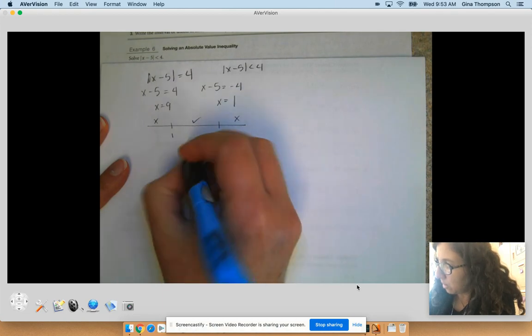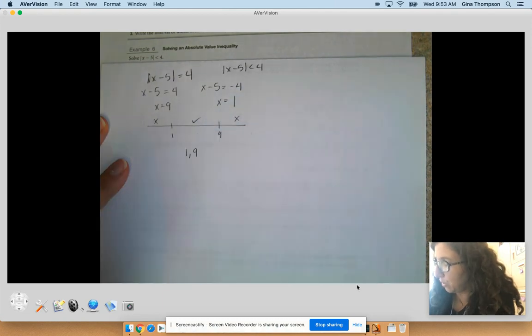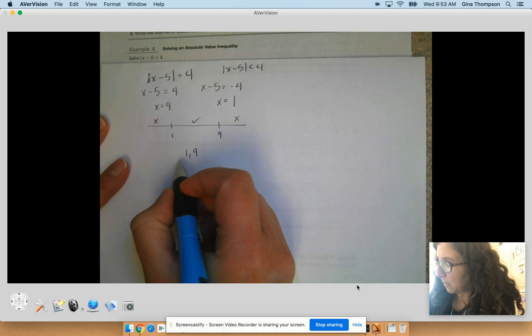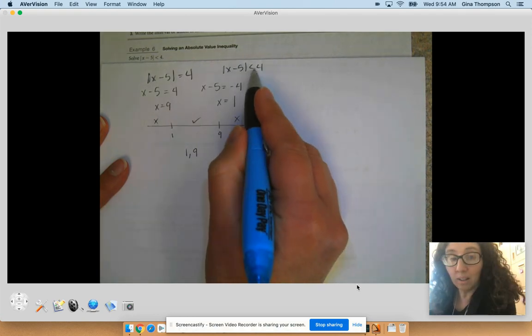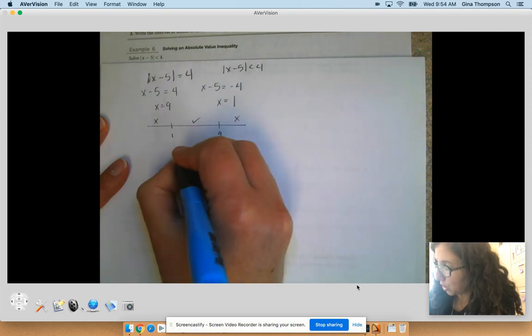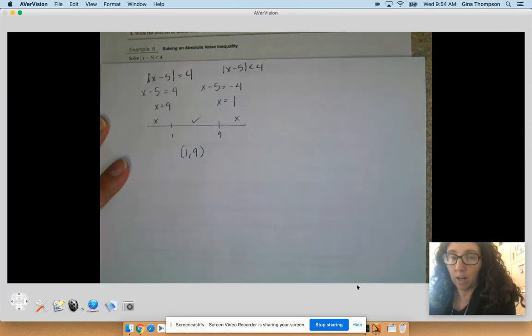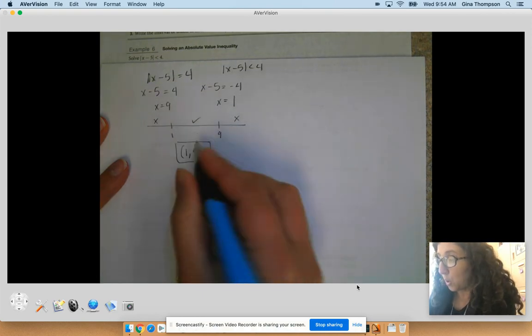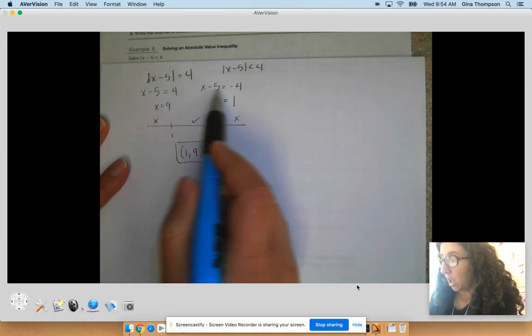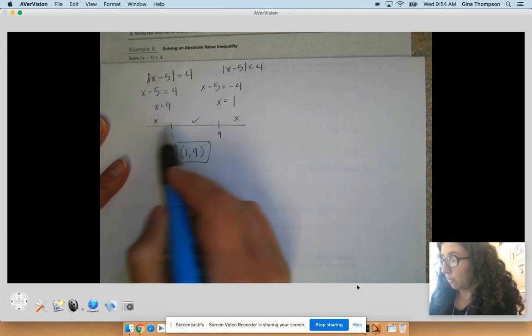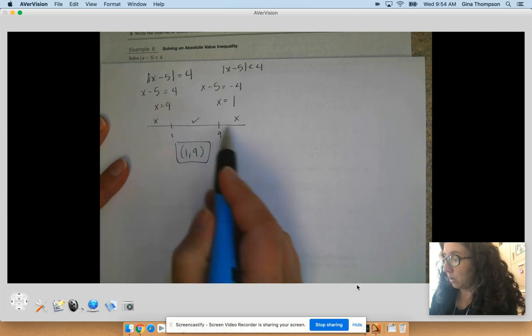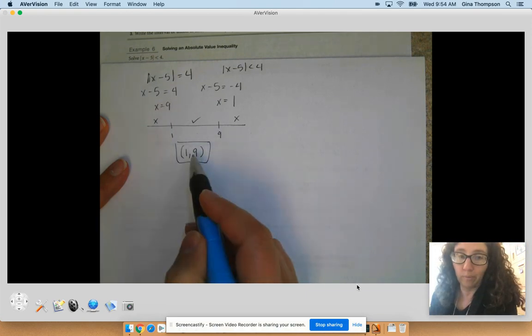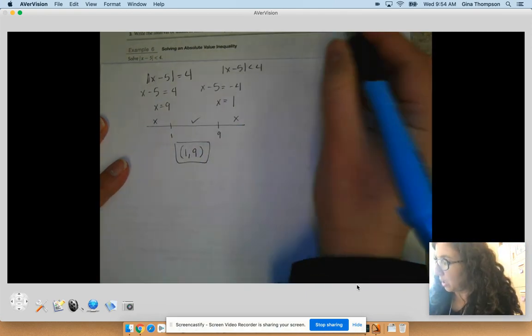Now, using interval notation, what kind of parentheses or square brackets am I going to use? Well, our original inequality just had a less than, so we're just going to use parentheses because 1 and 9 aren't included. Okay, so that would be our answer. So that's one way to do it. You solve the equation and you check a value in each of the intervals and figure out which intervals this is true for. Okay, here's the second way to do it.